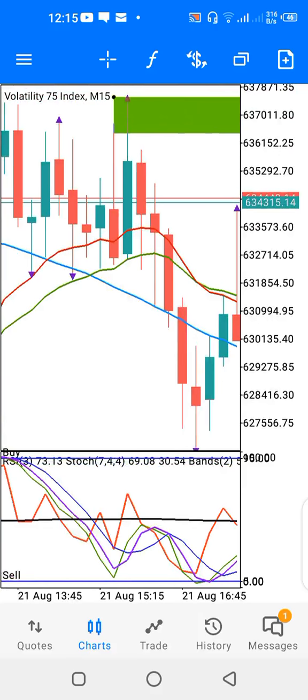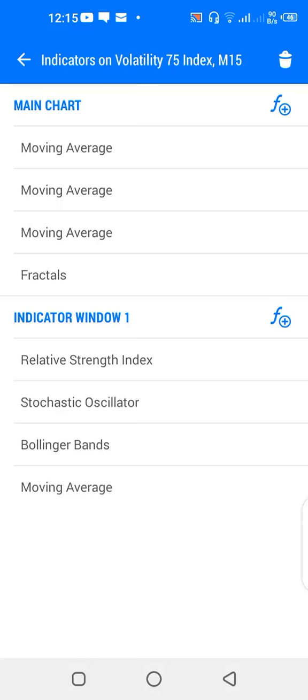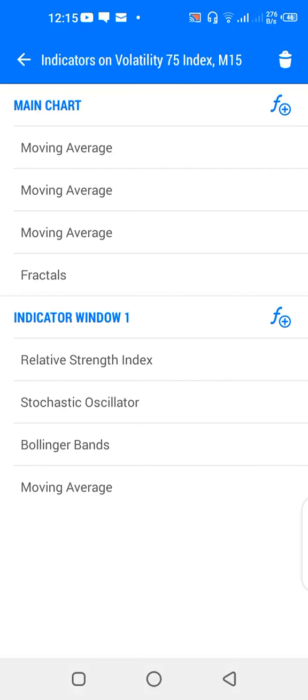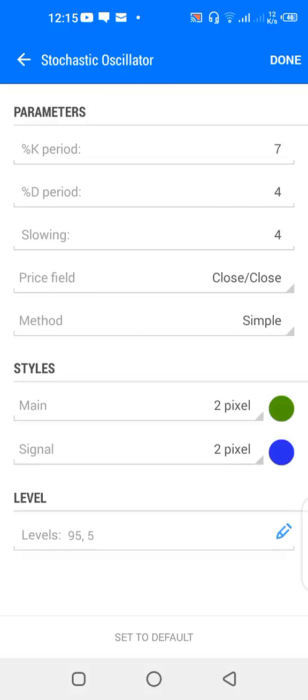Let's look at the indicators on the indicator window. Let's look at the parameters. We have relative strength index, color is red, period is 3. We have stochastic oscillator, percentage K period is 7, percentage D period is 4. The slowing parameter is 4. Price field close over close. Method is simple. The main style color is green. The signal style color is blue. The levels we have are 95 and 5.